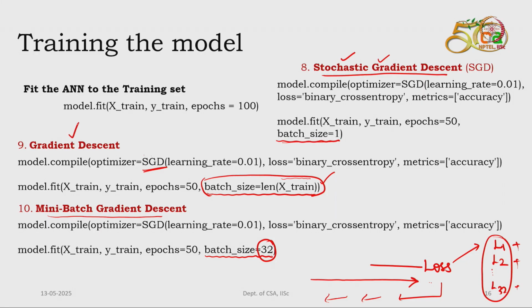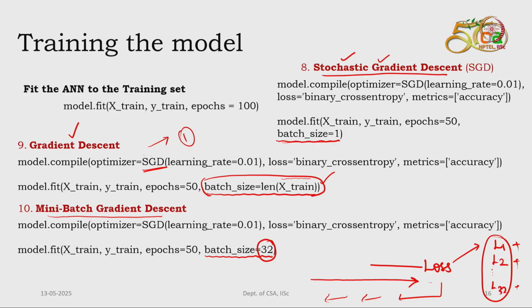What happens in gradient descent is, I do not want to do it after every sample, nor after a few samples. I want to pass all the training samples. After passing all the training samples, I will calculate the loss and then come back and update. So here, the weight updation for every epoch will be 1, because after you pass the entire training samples, you calculate the loss, and then you update the weights.